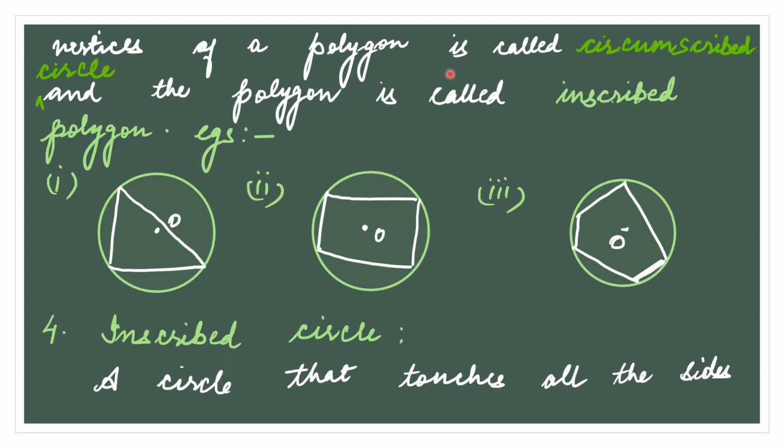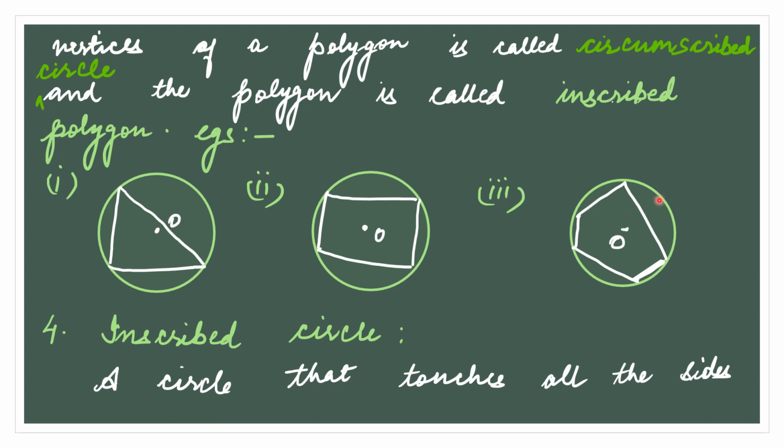Circumscribed circles: a circle that passes through all the vertices of a polygon is called a circumscribed circle, and the polygon is called an inscribed polygon. For example, you are able to understand, a circle which passes through all the vertices of a polygon is called a circumscribed circle. Because the circle passes through all the points of the polygon, and it is outside, it is called circumscribed.